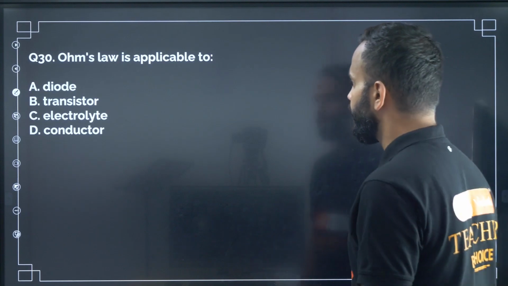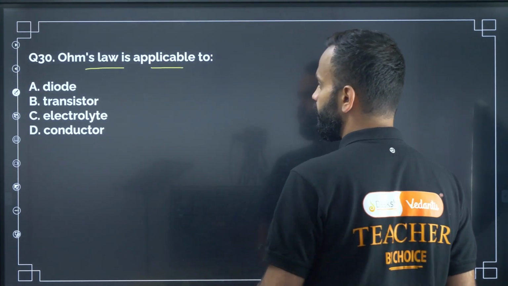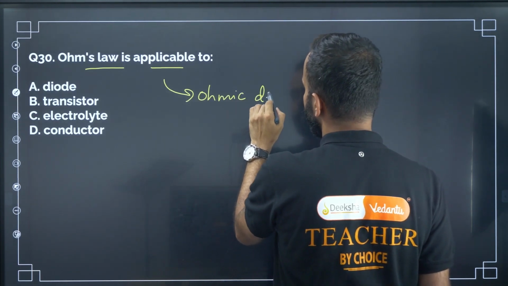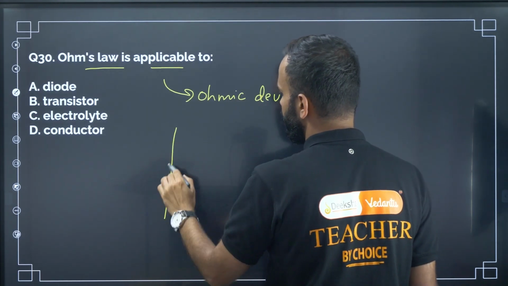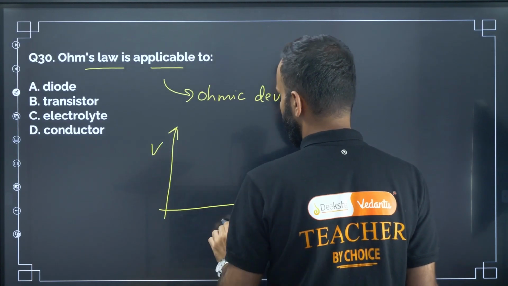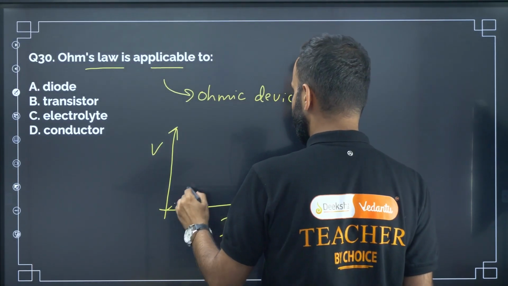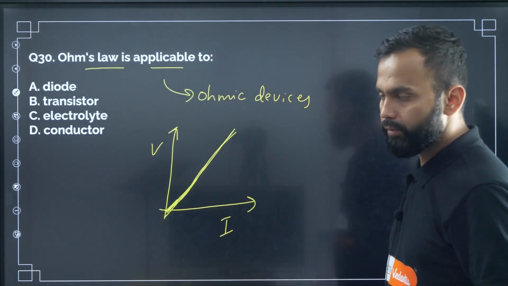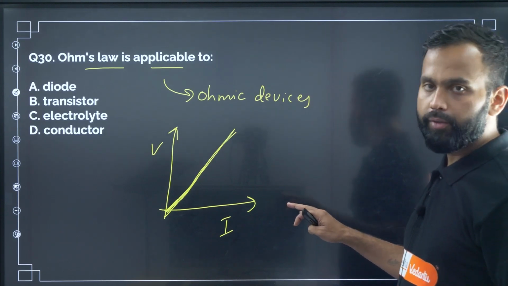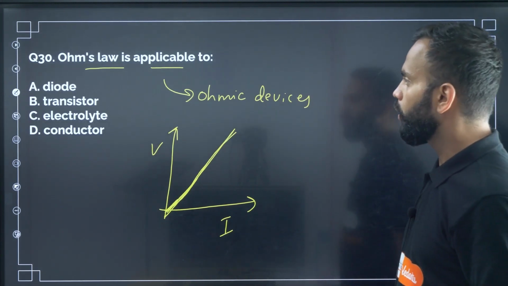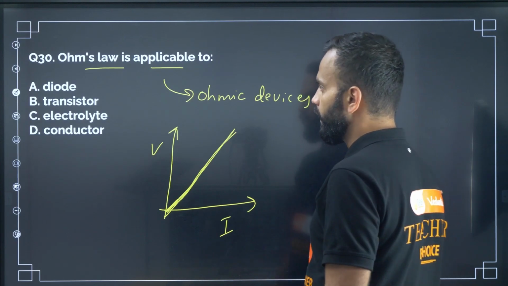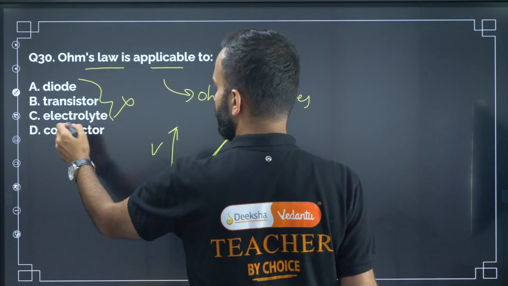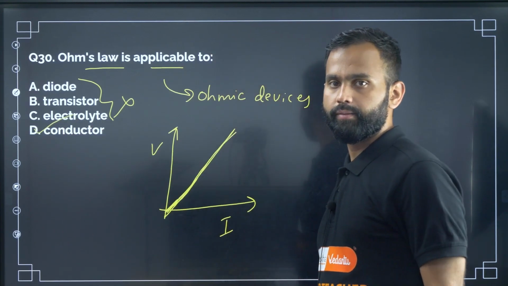Next question, question number 30. Ohm's law is applicable to... So Ohm's law is applicable to ohmic devices. That is, if you draw a V versus I graph, you will get a linear graph. So it is applicable to conductors, not for diode, transistor and electrolyte. These are not ohmic devices. So conductor is an ohmic device, so option D is the correct answer.